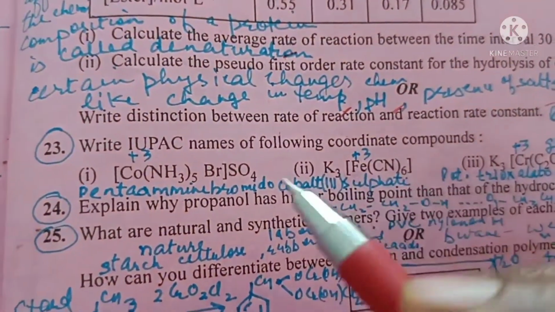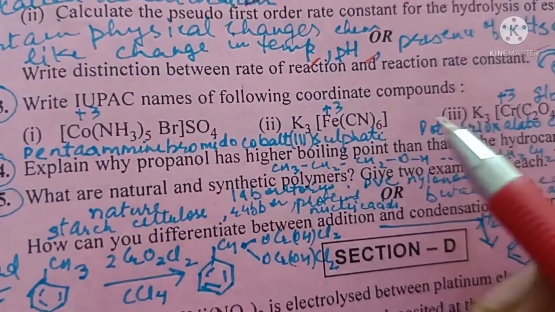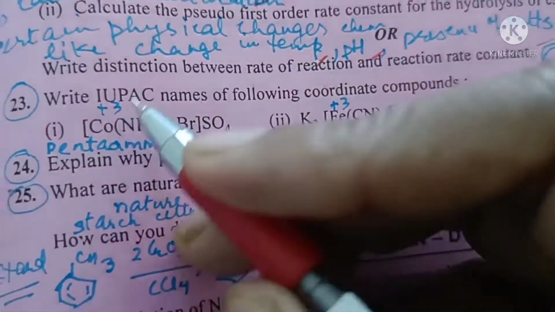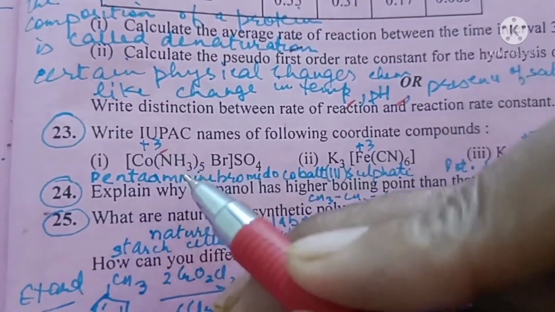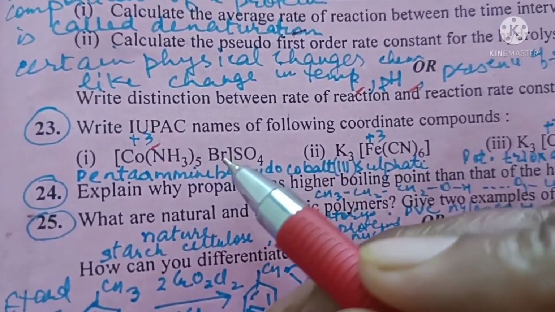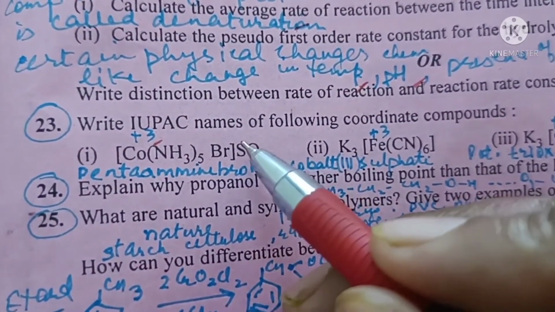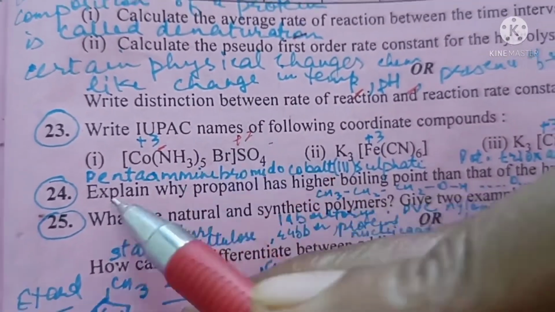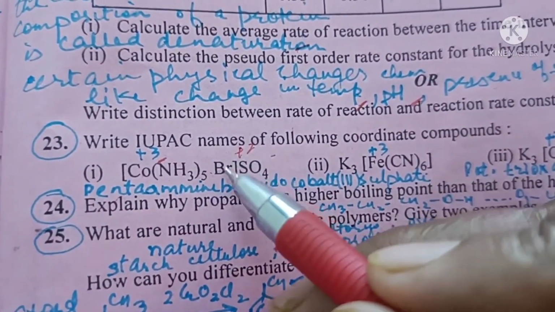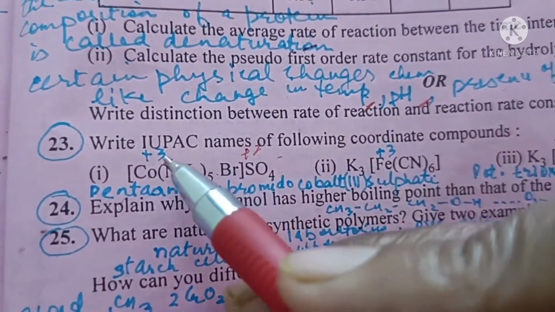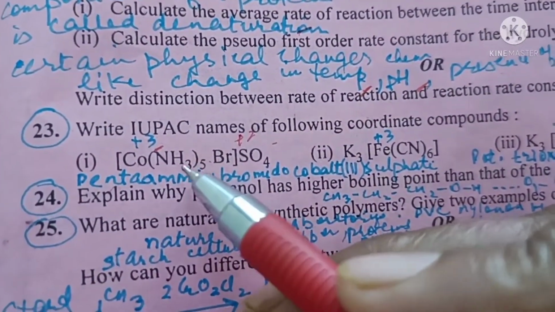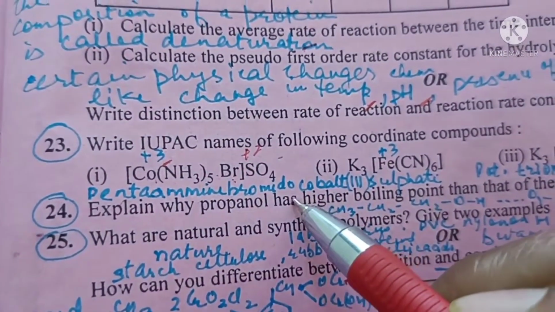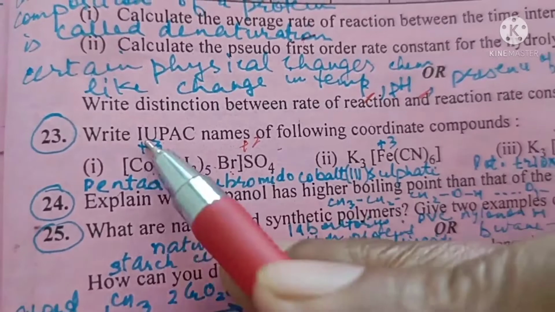Write IUPAC name of following coordination compounds. To write down the IUPAC name, we first find out the oxidation number. So x plus minus 1 is equal to plus 2, because this is minus 2, this is plus 2. So x minus 1 is equal to plus 2, minus 1 goes to this side, x is equal to plus 3. So name will be pentaamminebromidocobalt(III) sulfate.